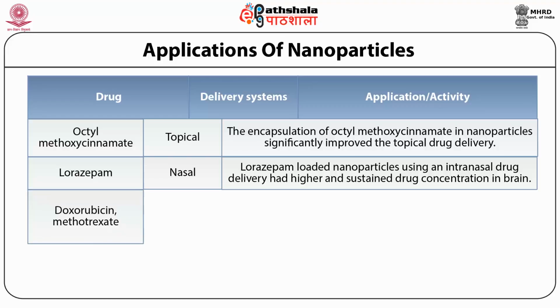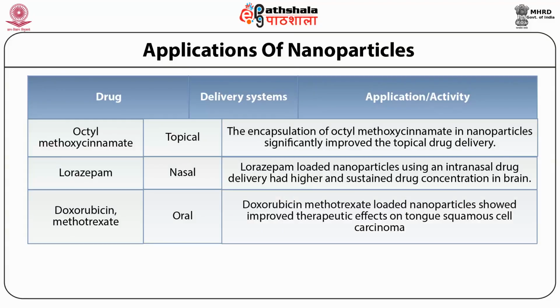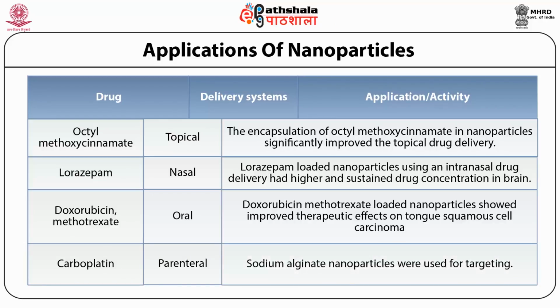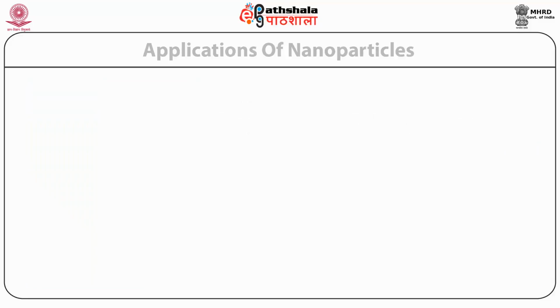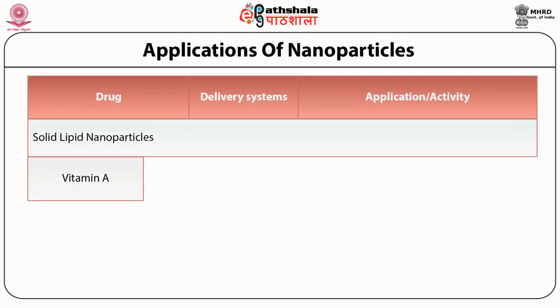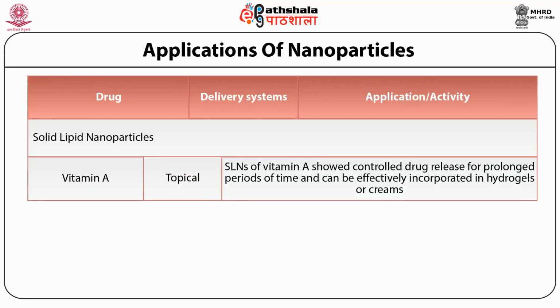Then doxorubicin and methotrexate, both are given by oral route. Doxorubicin methotrexate loaded nanoparticles showed improved therapeutic effect on tongue squamous cell carcinoma. Then we have carboplatin, which is given by parenteral route, and it is designed in the form of sodium alginate nanoparticles, and they are used for specific targeting. Another example is vitamin A, which is designed for topical application, and solid lipid nanoparticles of vitamin A have shown controlled drug release for prolonged periods and can be effectively incorporated in hydrogels or creams.